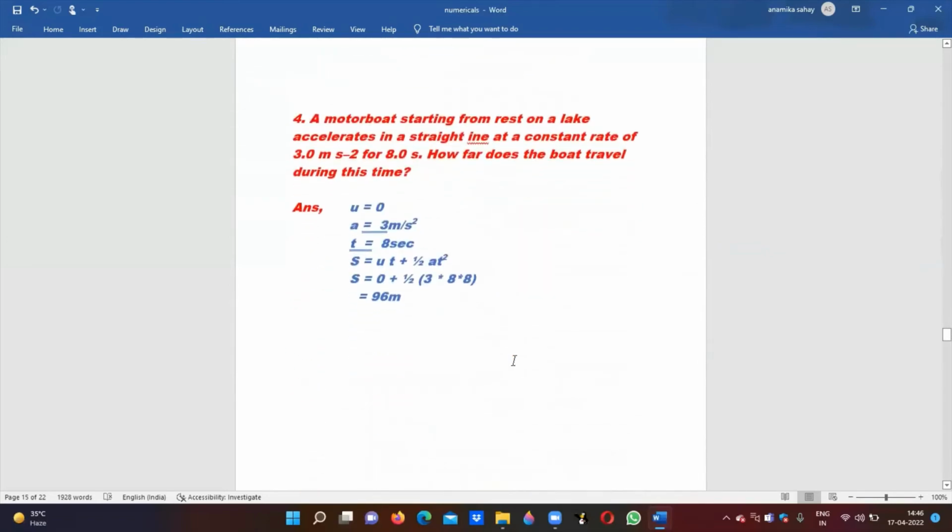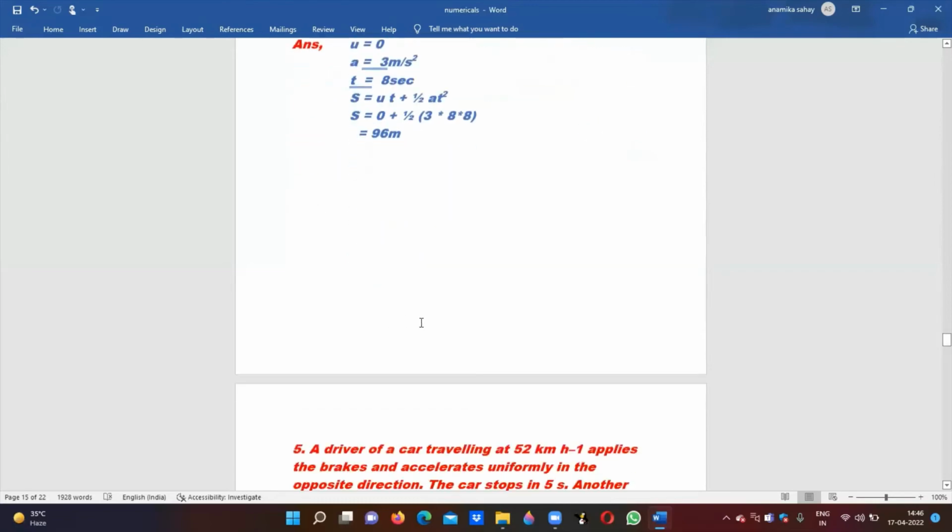Okay. Next question. A motor boat starting from rest, means u is equal to 0, on a lake accelerates in a straight line at a constant rate of 3 meter per second square. It means acceleration is 3 meter per second square for 8 seconds. Time is also given, 8 seconds. How far does the boat travel during this time? This is very easy. I substitute the values in this formula, yes, s is equal to ut plus half at square. We will find the answer.